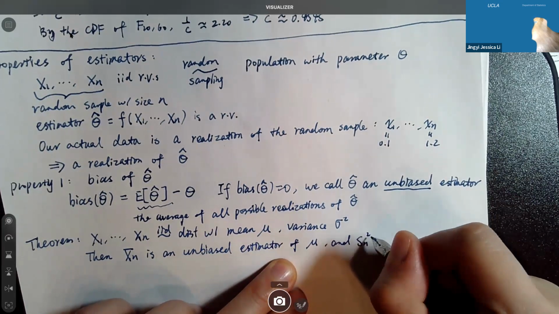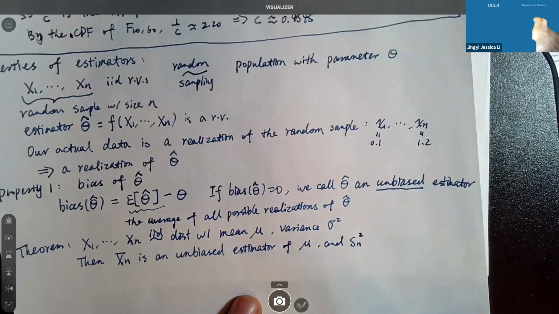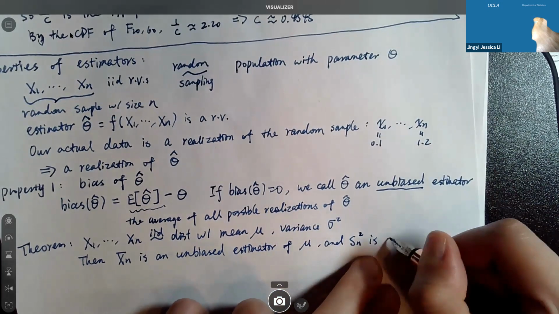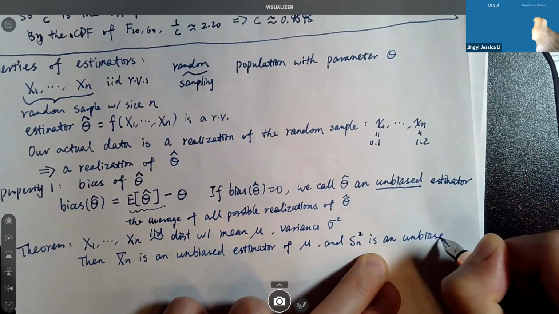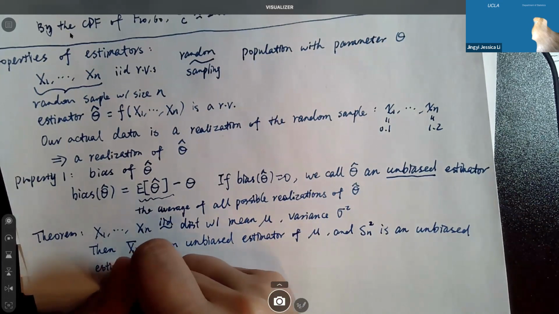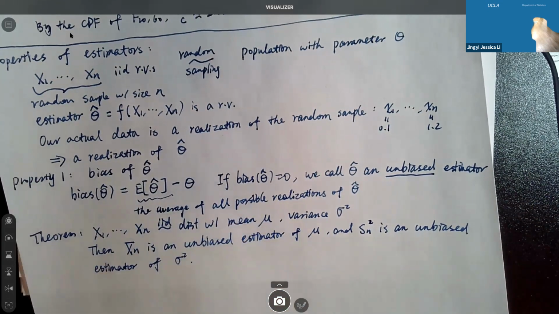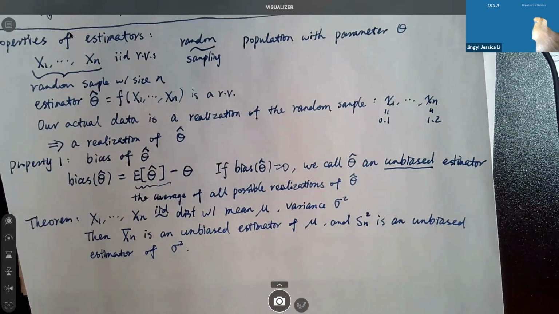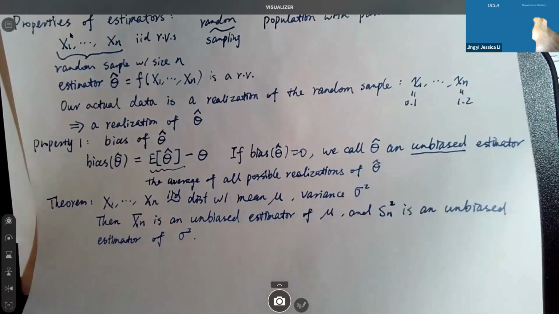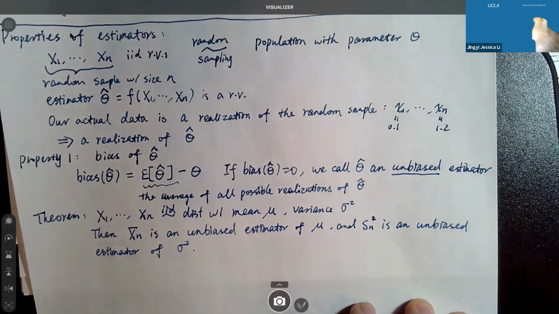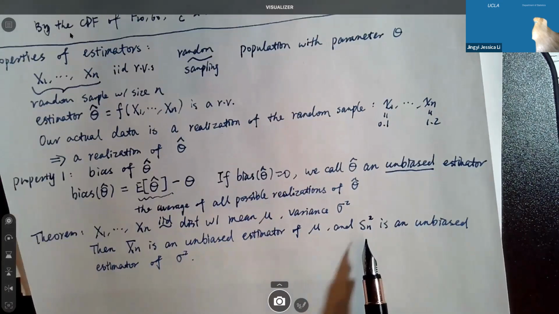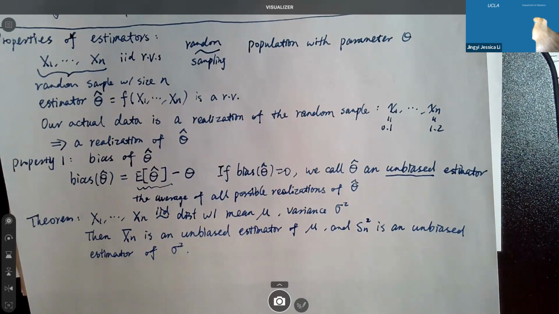And the sample variance formula, Sn squared, which we used in our homework and previous lectures, is an unbiased estimator of sigma squared. So the sample mean is an unbiased estimator of the population mean, and the sample variance is an unbiased estimator of the population variance. By the way we define their names, you would imagine this should be the case, right? But recall that in our formula for Sn squared, the denominator is n minus 1 instead of n. You may wonder why. Here's the reason: using n minus 1 instead of n makes Sn squared an unbiased estimator. So we're going to show that.